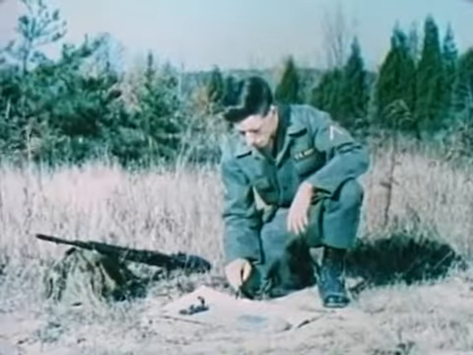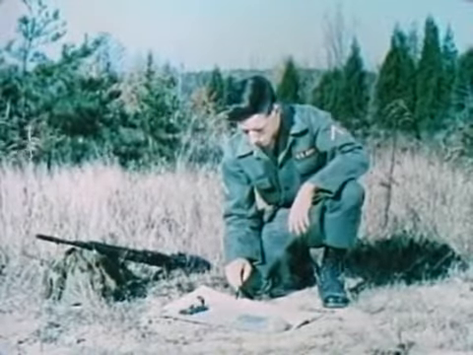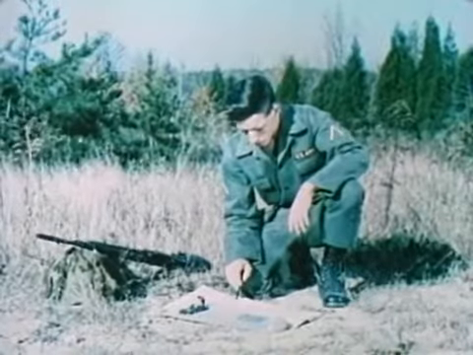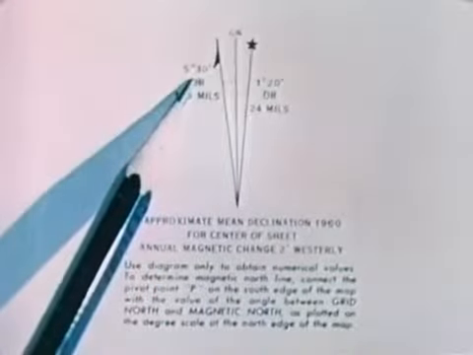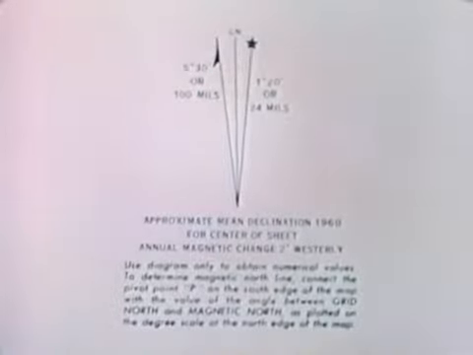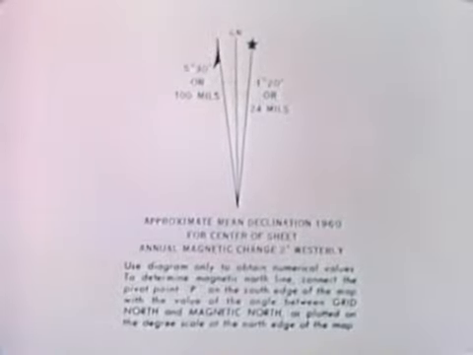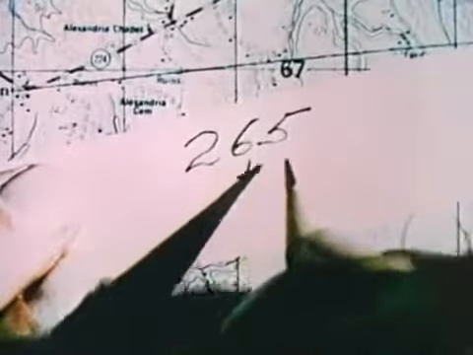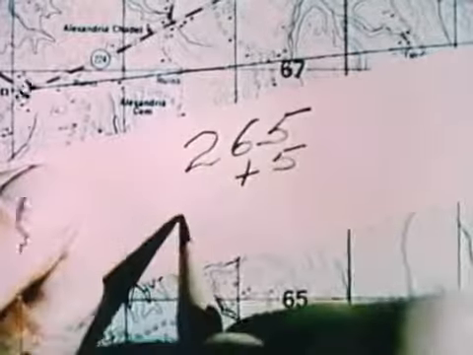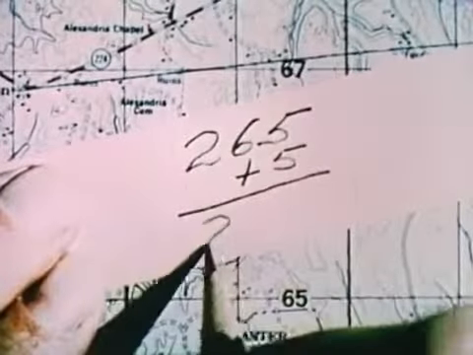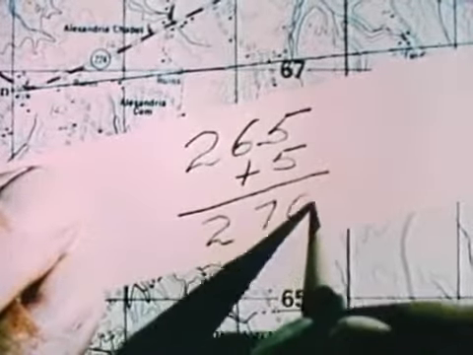But remember, this is grid azimuth, and to use his compass to follow it, this figure must be converted to magnetic azimuth. The declination diagram tells the man that the GM angle is 5 degrees west, and magnetic azimuth is greater than grid azimuth. So he knows that to obtain magnetic azimuth, he must add the value of the GM angle to his grid reading. This results in a magnetic azimuth of 270 degrees. And the soldier is ready to set his compass for cross-country use.